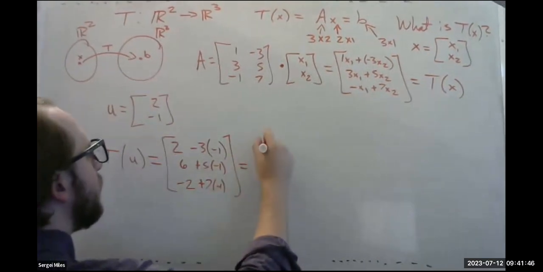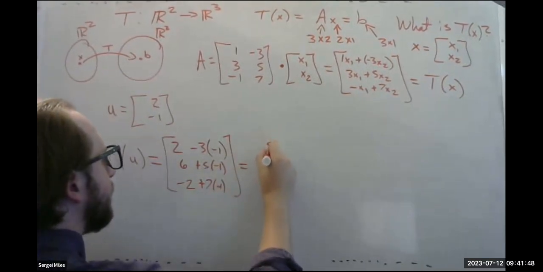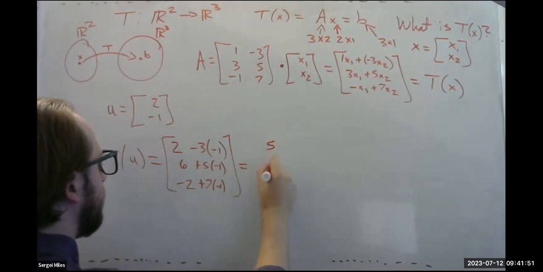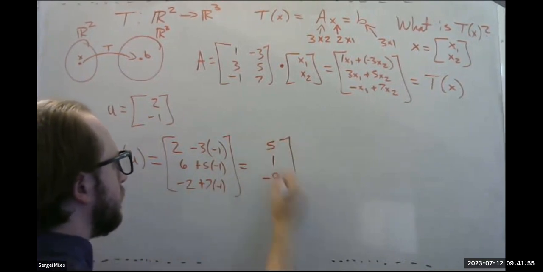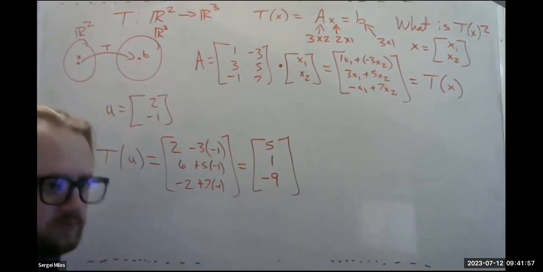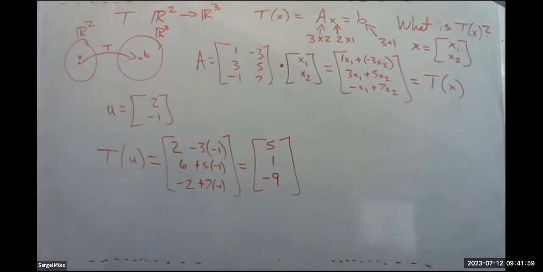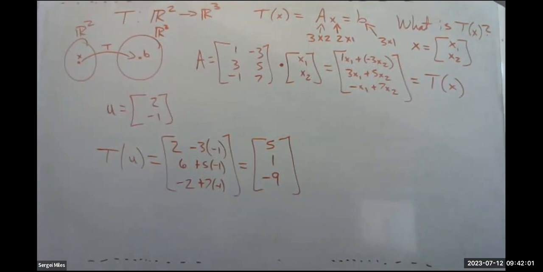So what do we get here? We're going to get 5, 1, let's see, -2, -7, -9. And so this is then the result for plugging in u. Alternatively, you could have done the multiplication again and you would get the same answer.